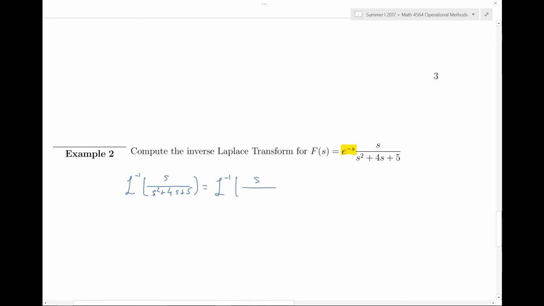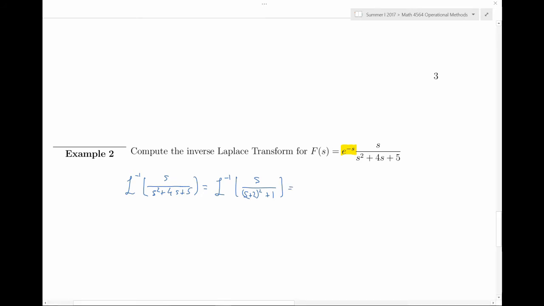Well, the completion of the square is very easy. It must be s plus 2 squared. Well, s plus 2 squared takes care of s squared, 4s, and 4. And so the only thing that's missing is the addition of 1. Well, that looks like a shifted version of cosine or sine Laplace transform, but we don't have s plus 2 on the top, and that's exactly what we need to do.